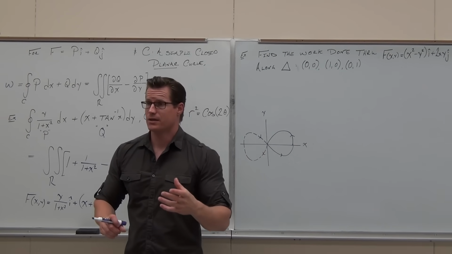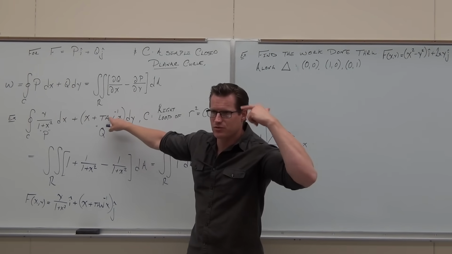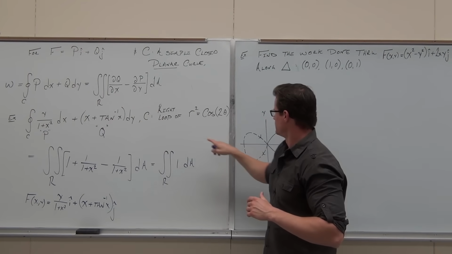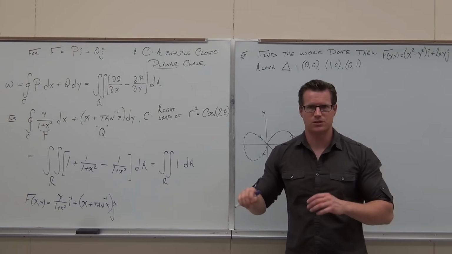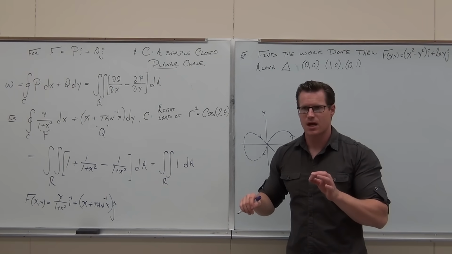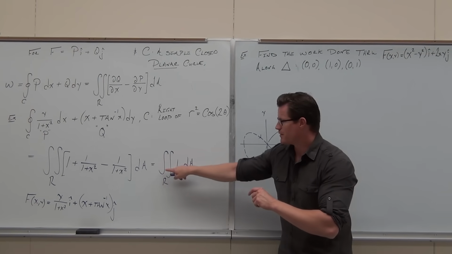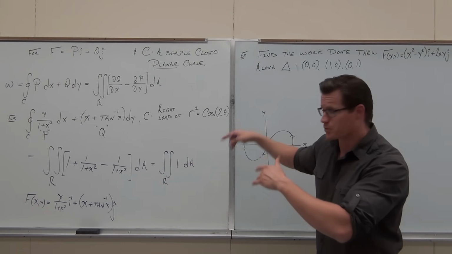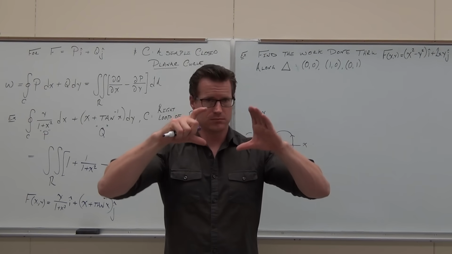So just keep our heads wrapped around this: this finds the work done by moving a particle one loop around this. It's going to find the work done there. Does that make sense? Through that vector field, it's also going to find the area of that loop. Numerically, the work done along this loop through that particular vector field is going to be exactly equal to the area that loop contains.